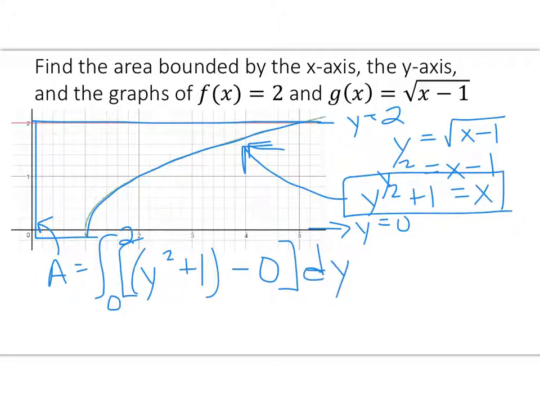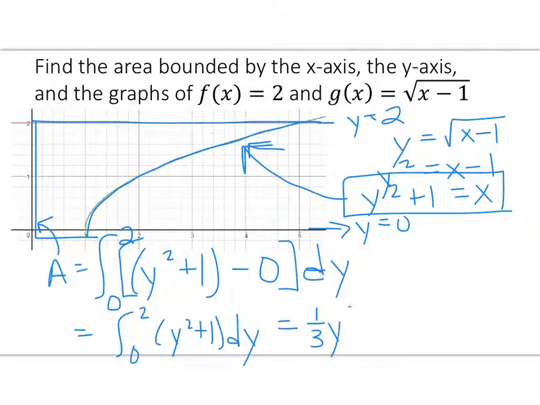So we have to be able to do these with respect to x and with respect to y. A lot of times one method is easier than the other. So here I just have the integral from 0 to 2 of y squared plus 1 dy. So integrating, I get 1/3 y cubed plus y, and I have to evaluate from 0 to 2. So 2 to the third is 8, so I'm going to have 8/3 plus 2 minus 0. And adding together, 8/3 plus 2, which is 6/3, I get that my area is 14/3.